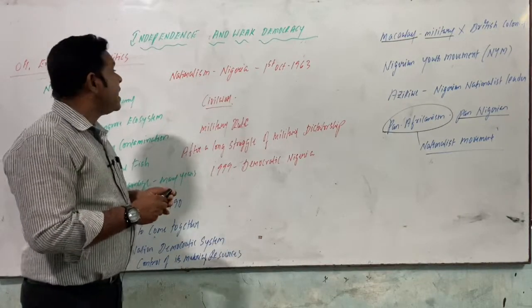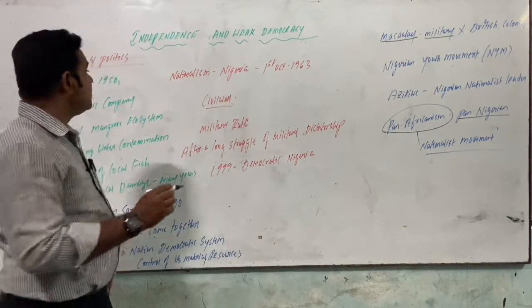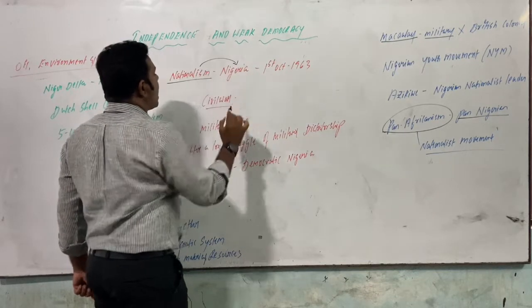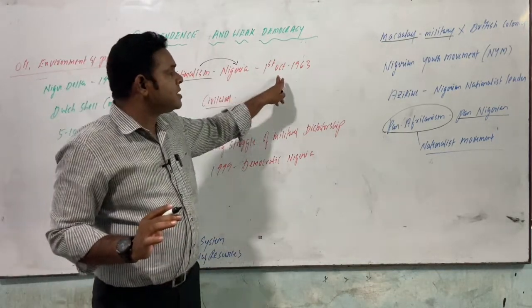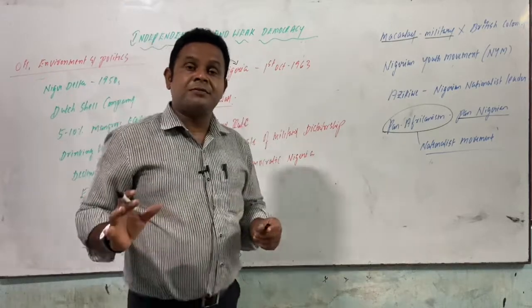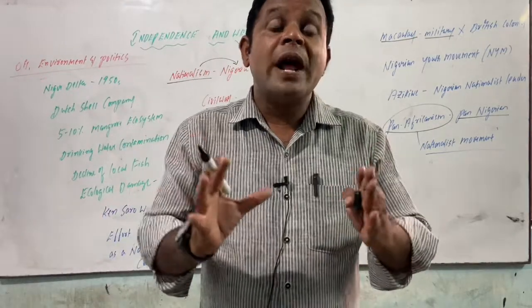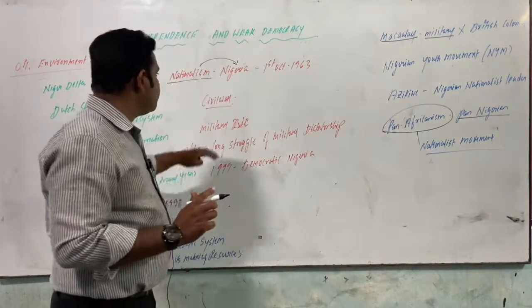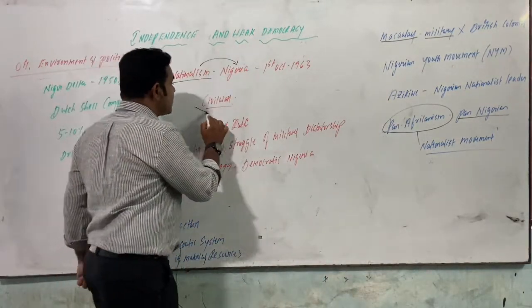That is what it says. Independence and weak democracy. Nationalism started in Nigeria and they got independence on 1st October 1963. As I said, nationalism means uniting the nations together with oneness. So that is what they have made. But meanwhile, what was there in this Nigeria?